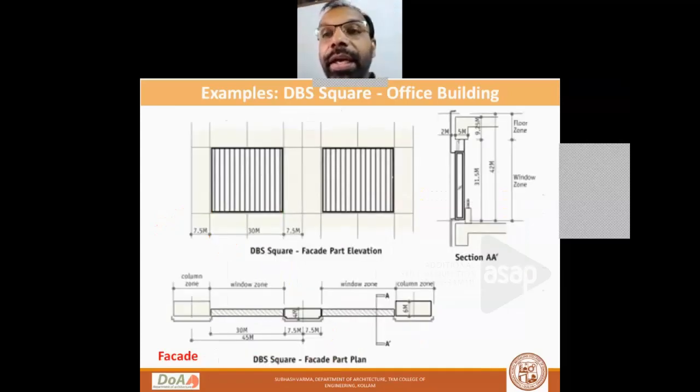So this is a detail of the facade. You can see the facade part plan, the facade part elevation, and the facade part section. You can see the horizontal controlling dimensions such as window zone dimension and column zone dimension in the facade part plan, and the vertical controlling dimensions such as height of the window zone and height of the floor zone in the cross section. So in this building, both the horizontal and vertical controlling dimensions have been implemented.